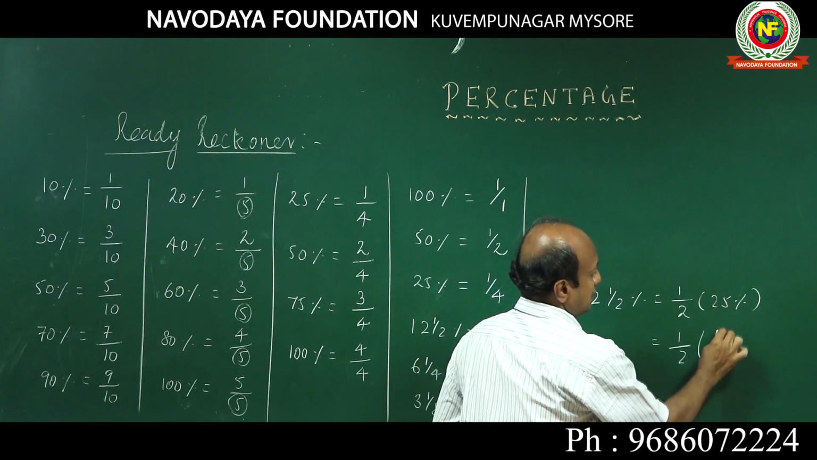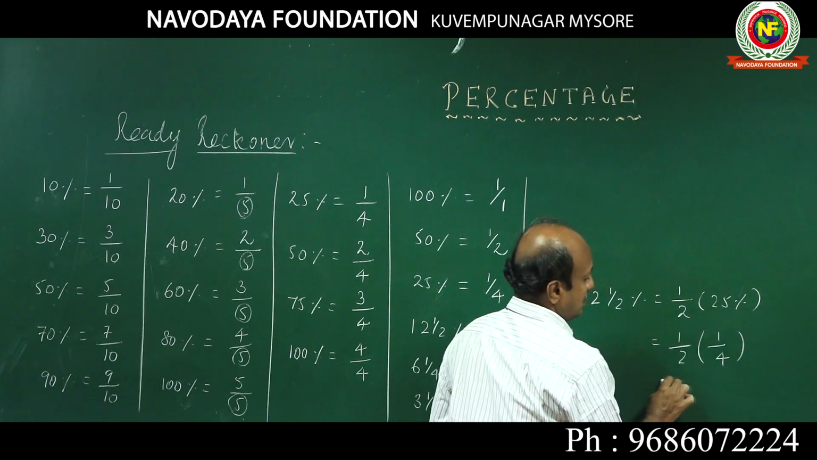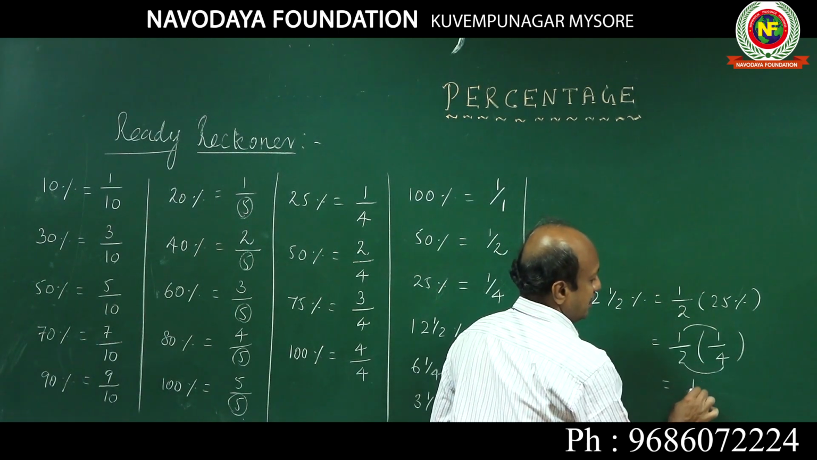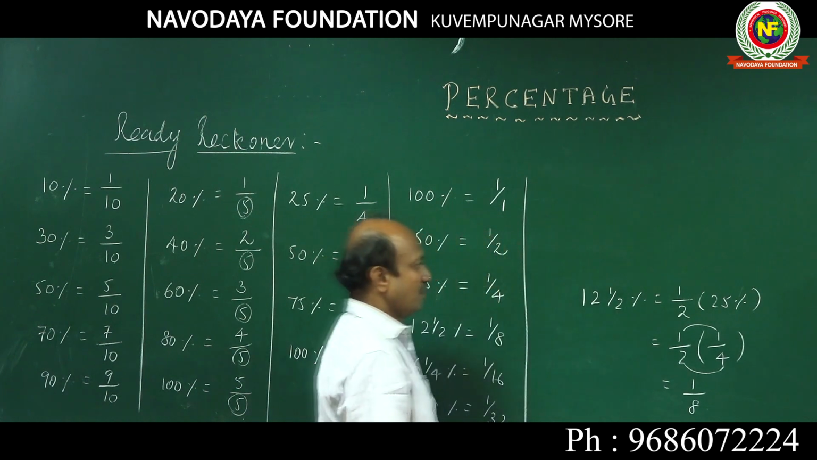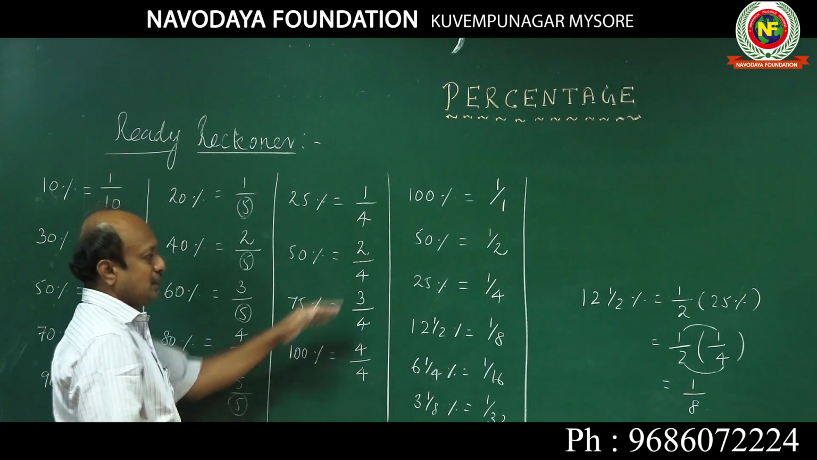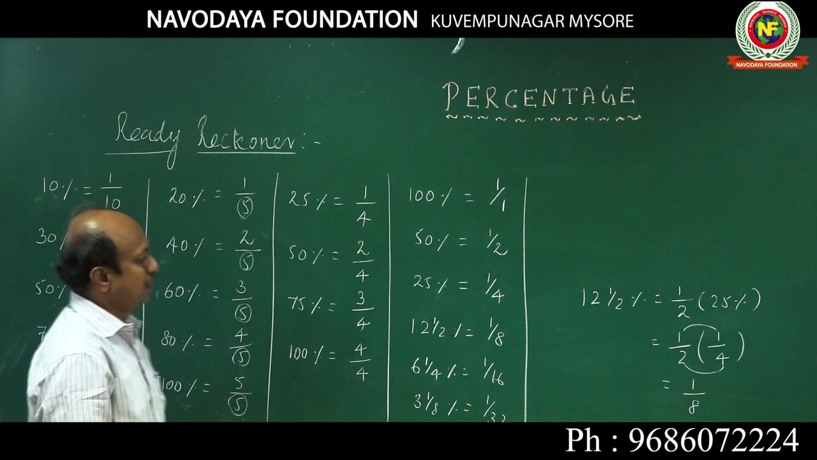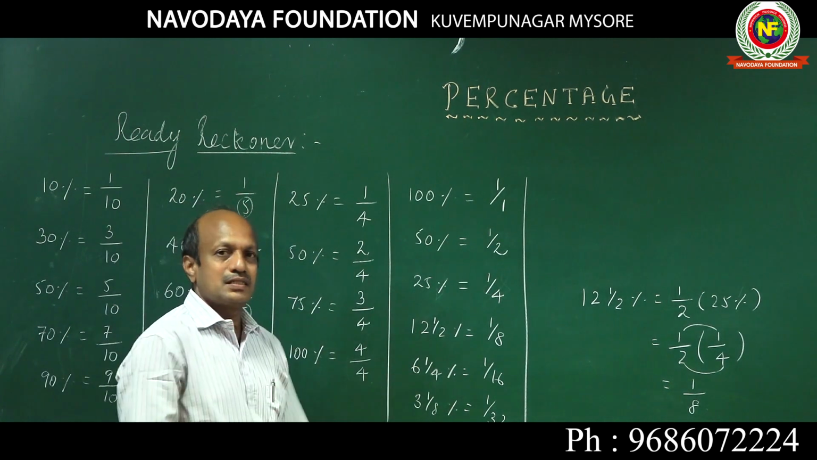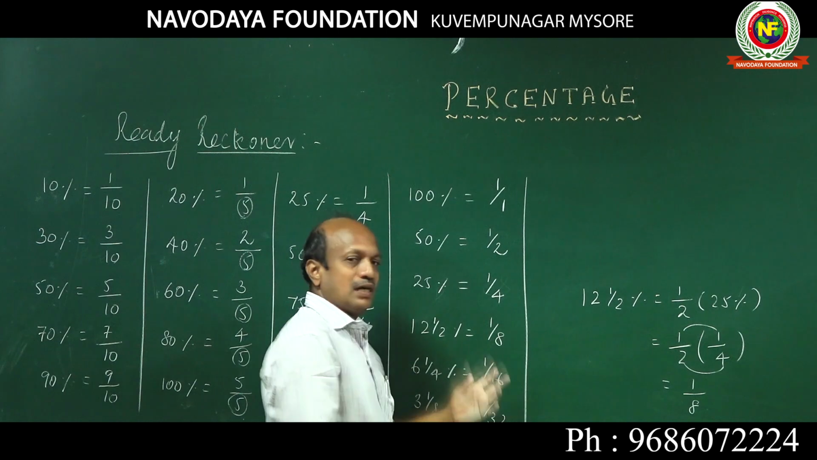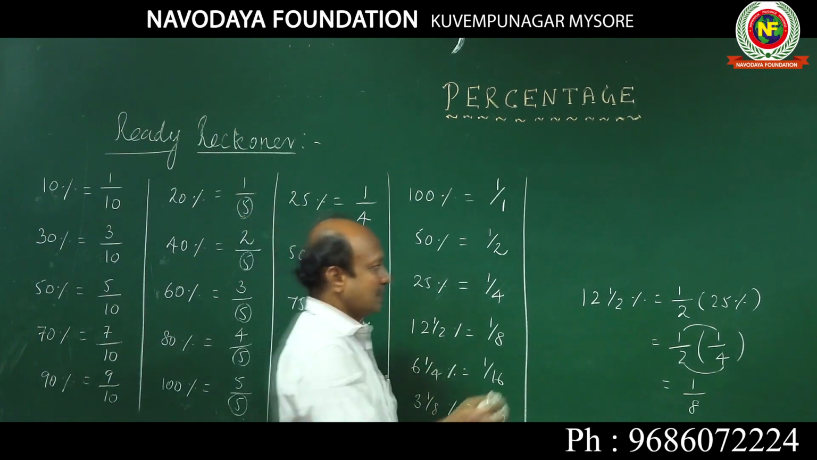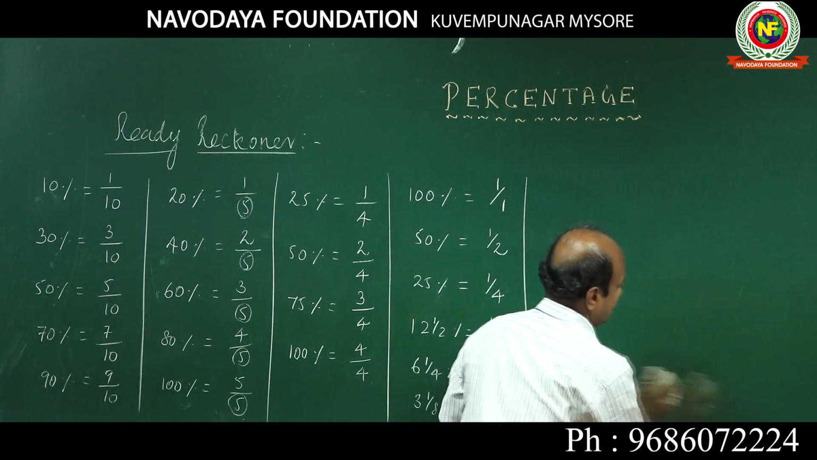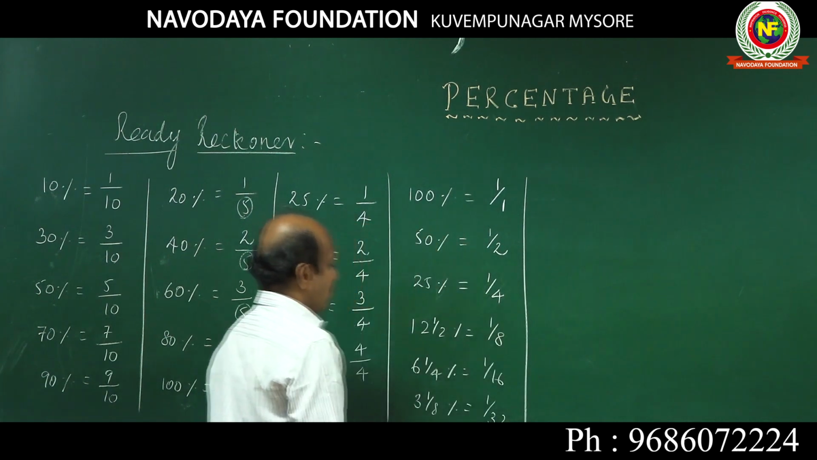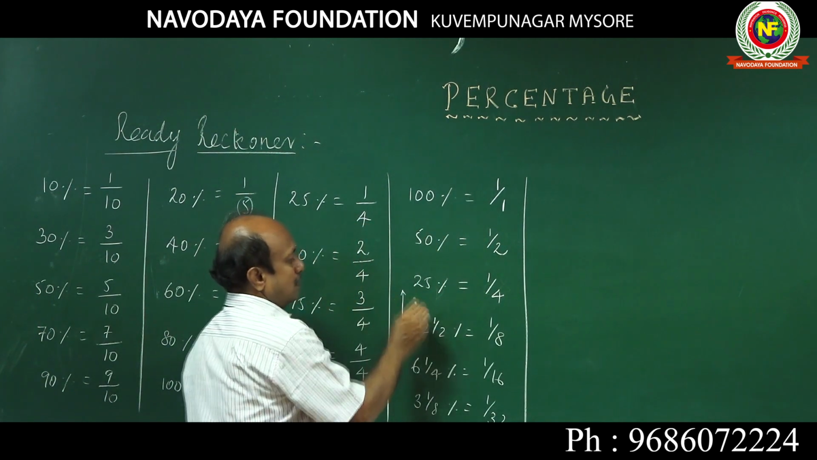For example, 12.5 percentage is nothing but half of 25 percentage. 25 percentage is equal to 1 by 4. Therefore, naturally, we will be getting 1 by 8. Therefore, remember, these are the things which will reduce your time while solving the problems. So, this is called a ready reckoner. Of course, another 2 or 3 more bunches are there. Let us see those things also. Now, I will go a little bit in reverse.